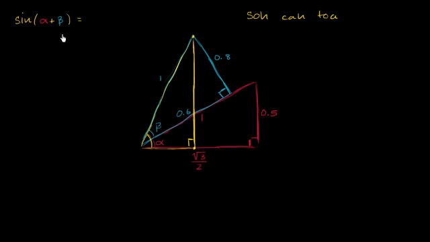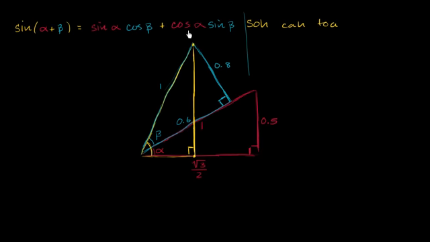We know that this thing is the same thing as sine of alpha times the cosine of beta, plus the other way around, the cosine of alpha times the sine of beta. Let me draw a line here so we don't get confused. So if we're trying to figure this out, and we know that this can be re-expressed this way, it all boils down to, can we figure out what sine of alpha, cosine of beta, cosine of alpha, and sine of beta are? And when you look at this, you see that you actually can figure those things out.